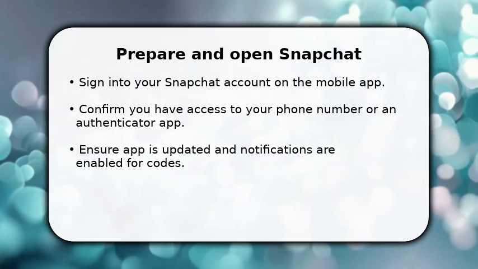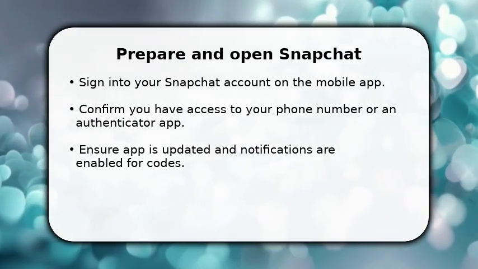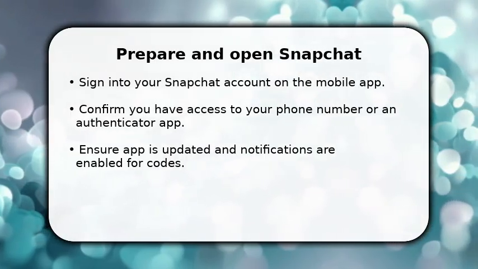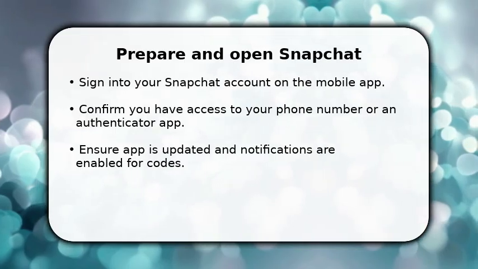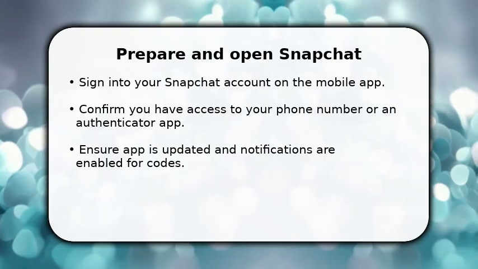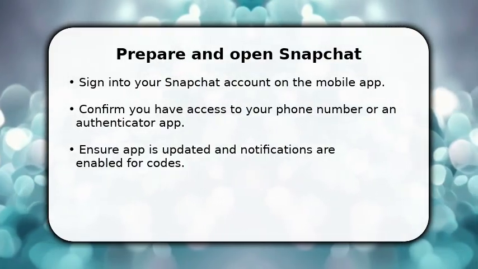You need immediate access to the phone number listed or an authenticator app like Google Authenticator. Make sure your app is updated so options display correctly. If you don't see the option, restart the app and verify your phone number in settings. This ensures Snapchat can send codes or pair with the app.